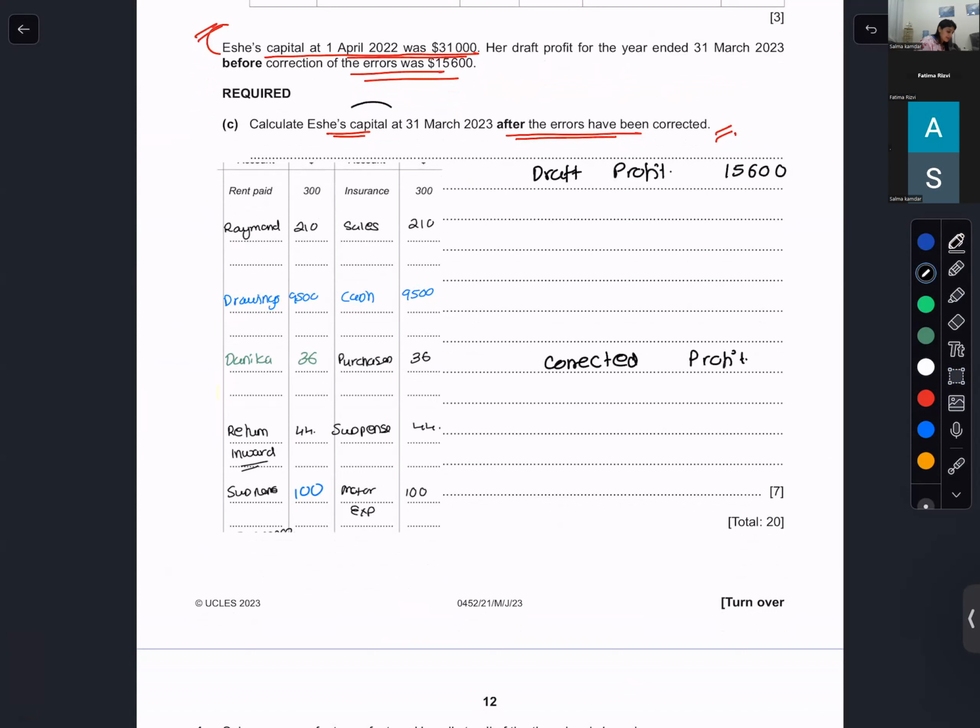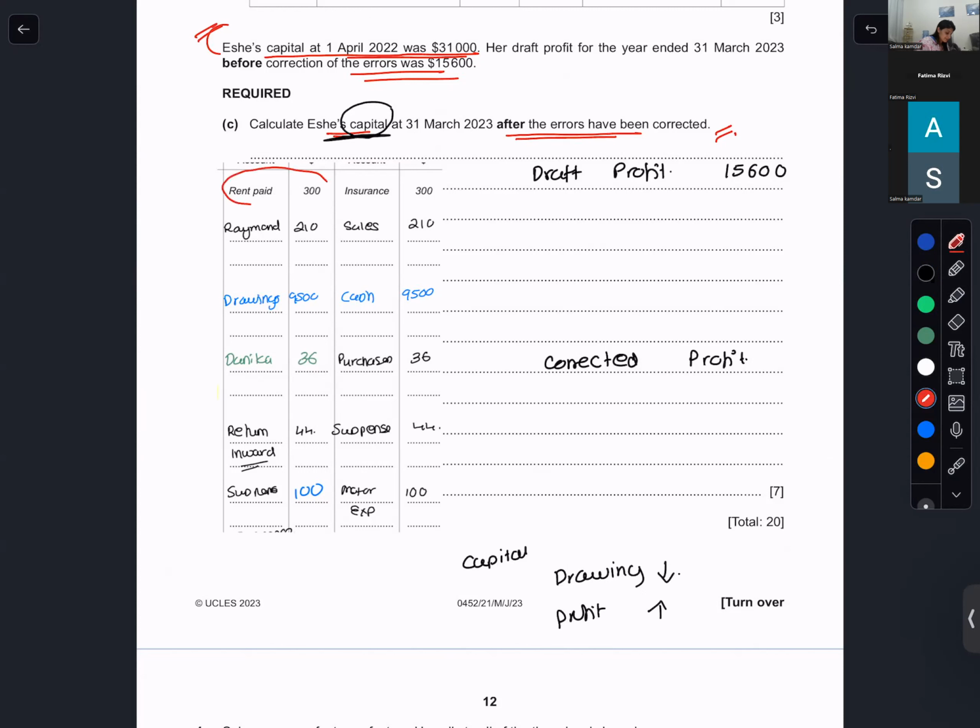I will find my corrected profit and I want my capital. Can you tell me what are the things that come in the capital? Capital changes because of drawings and profit, right? Yes. Profit will increase capital, drawings would reduce capital. Are you with me? Yes. Okay, fine.